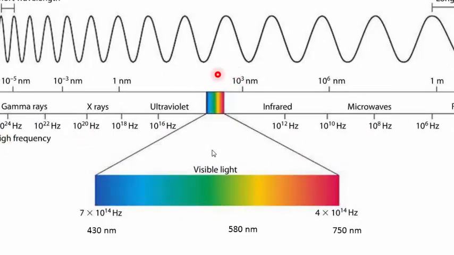Now, in the middle of this region, we have the visible region, which is surrounded by the ultraviolet and the infrared, two other regions of the spectrum you probably have heard of. If we blow up the visible region, we see that it exists between about 430 nanometers to about 750 nanometers. 430 would correspond to blue light, 750 would correspond to red light, and we have yellow, which is approximately in the middle, about 580 nanometers. So this is the electromagnetic spectrum.